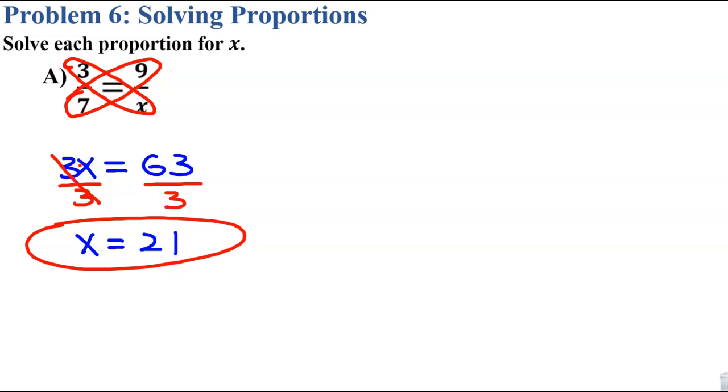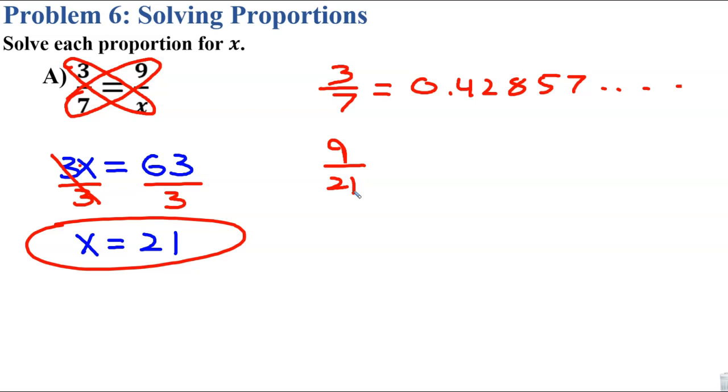Now if I want to check that, probably the easiest way is to take 3/7, or 3 divided by 7, and plug it in my calculator. I end up with 0.42857 on down the line. And then if I take 9 over the x we just found, 21, I should get the same thing. Yep, when I do that division, I get the same 0.42857 on down the line. So essentially we're doing the same thing as when we check an equation, just seeing if those fractions give us the same thing when we're checking a solution for a proportion.